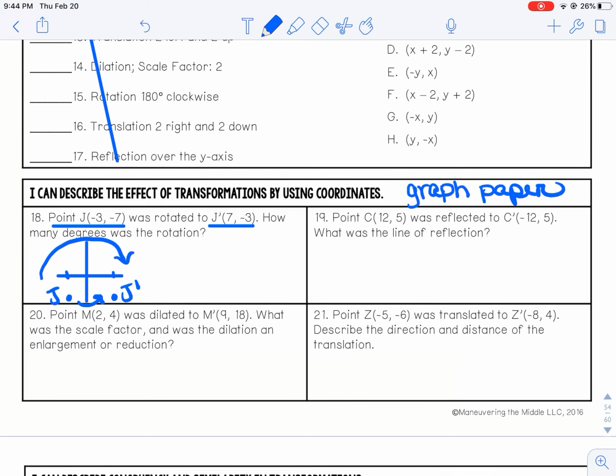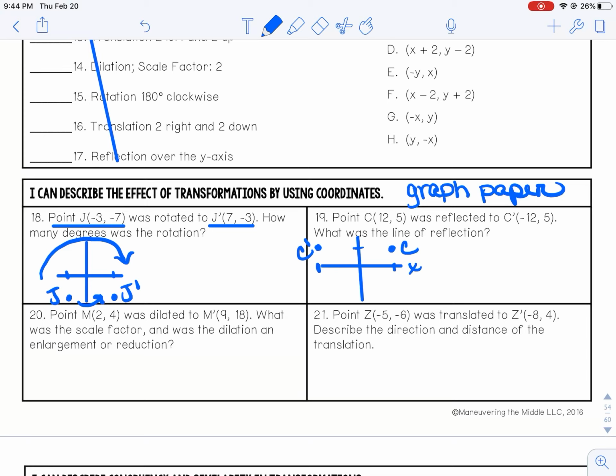All right, if you were looking at 19, let's go ahead and do that one together. And again, just sketch out your 4-quadrant grid. If you had 12, 5 for point C, we would just guess that 12 is down here, 5 is up here, so 12, 5 would be way over here. And this is just a guess. So that would be C. And -12, +5 would be on the opposite end, right here. So that would be C prime.